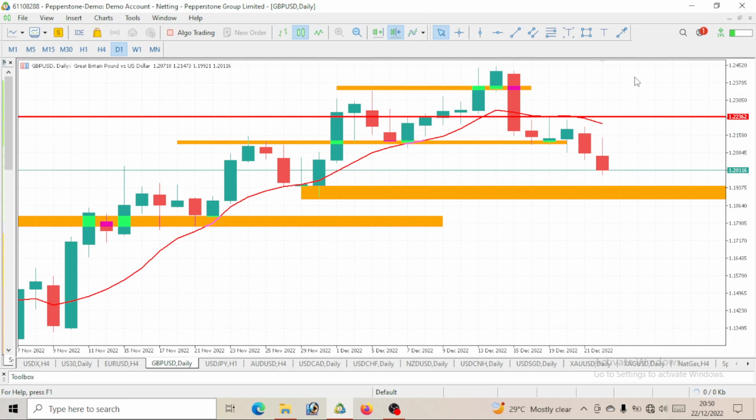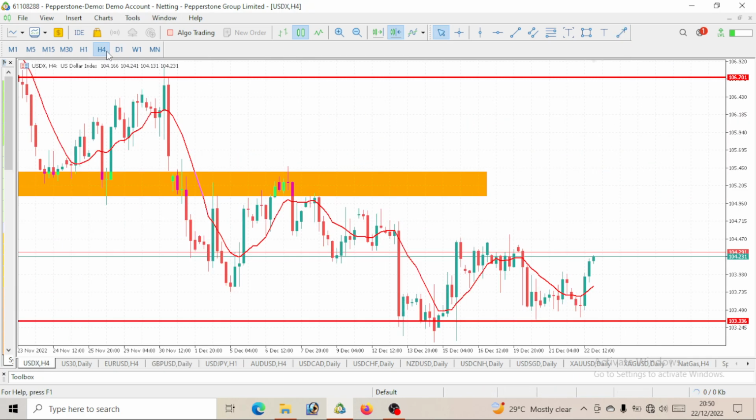Another reason why I'm saying we would have price drop a little bit before we have this spike up is that when we take a look at our USD index on the 4-hour time frame, you see that price is kind of ranging. You see that price reacted here, price also reacted here, so price reacted to the same level. Price has also reacted to the same level.